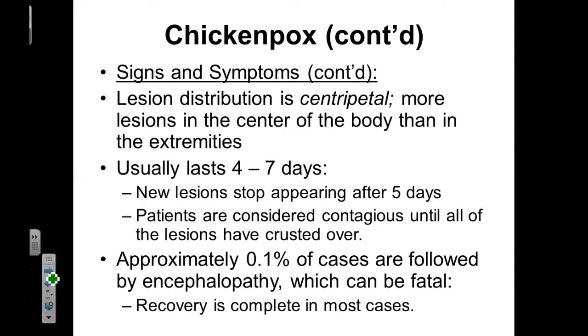The signs and symptoms of chickenpox also include the lesions being distributed centripetally. In other words, there are more lesions along the central axis of the body, or in the center of the body, than the extremities. These lesions will last from 4 to 7 days. New lesions can stop appearing after as little as 5 days. And the lesions can crust over and dissolve themselves or go away by themselves in as quickly as 3 days.